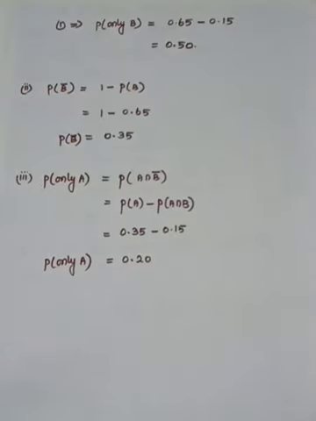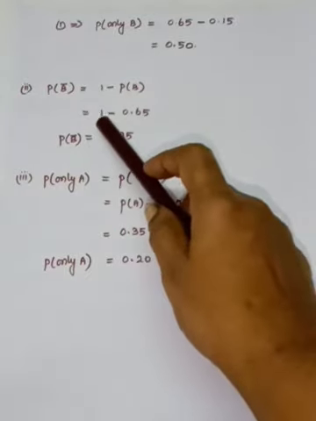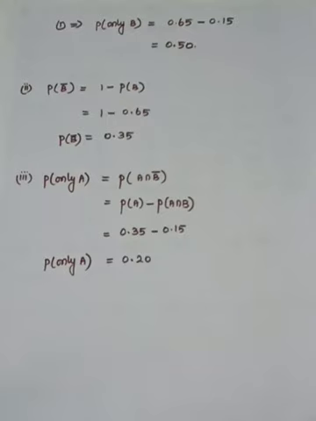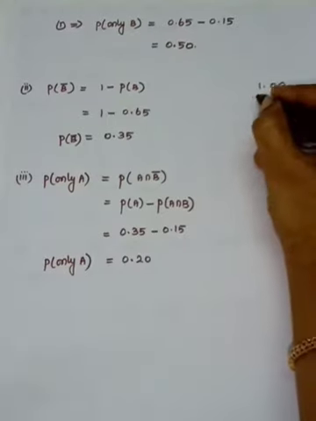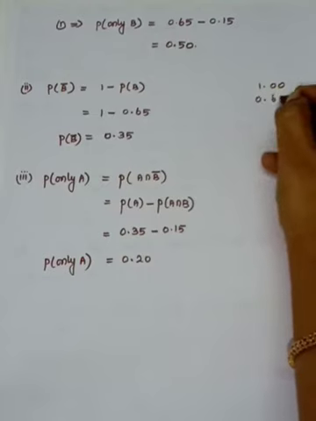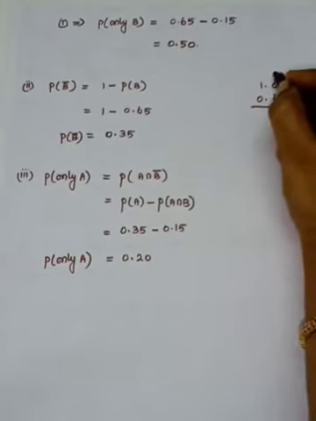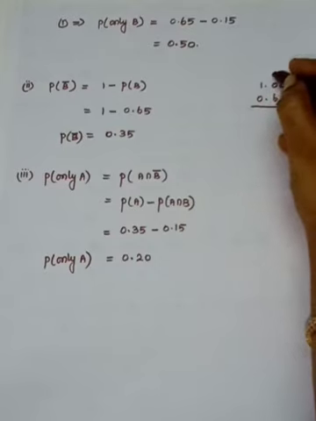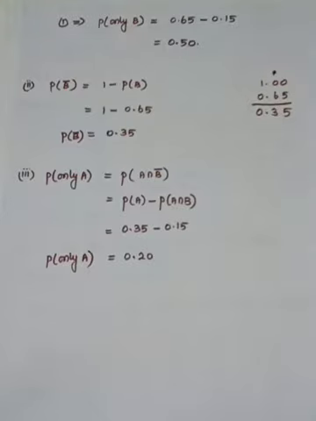So P of B, we have just found, that is 0.65. If we subtract from 1, what is it? 1.00. From that you have to subtract 0.65. So here 10 minus 5 is 5. Here you will have 9. So 9 minus 6 is 3. So here your answer is 0.35.